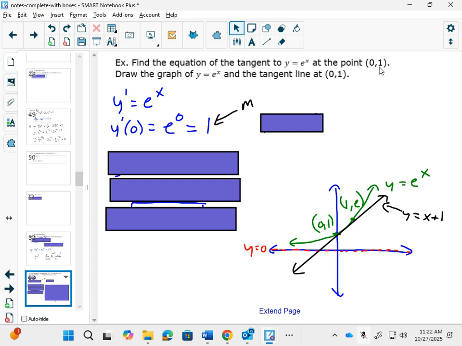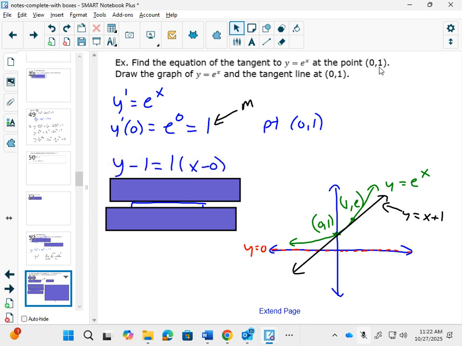Okay. So we've got our slope, we've got our point. Now you can either use y equals mx plus b or, remember this one, y minus y1 equals m times x minus x1.